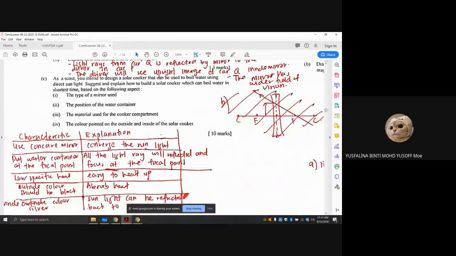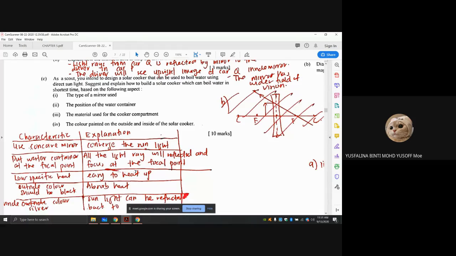The next is the type of mirror used. We use a concave mirror, so you can converge all the sunlight to the mirror. The second one is to put the water container at the focal point, meaning all the light rays will be reflected and focused at the focal point, at the one point.